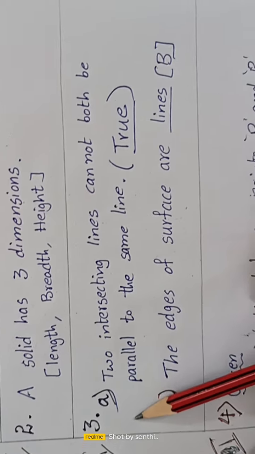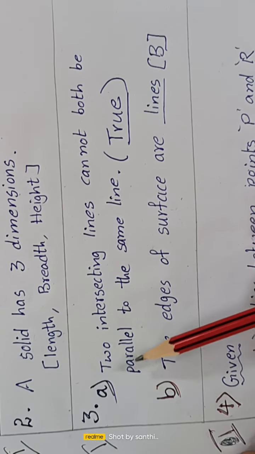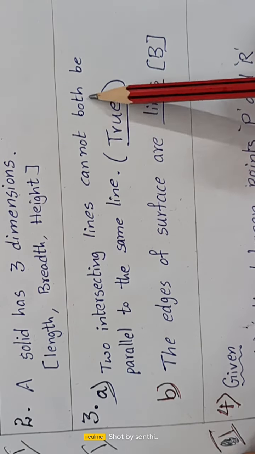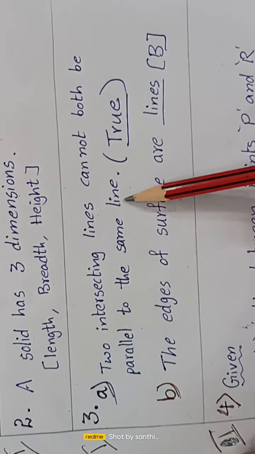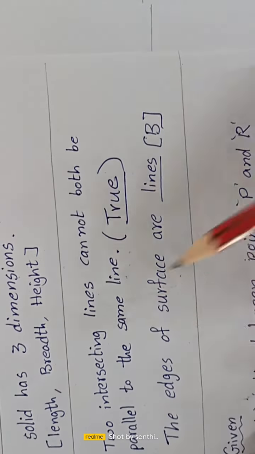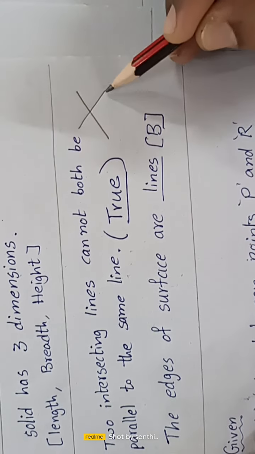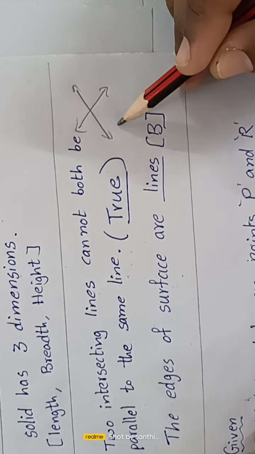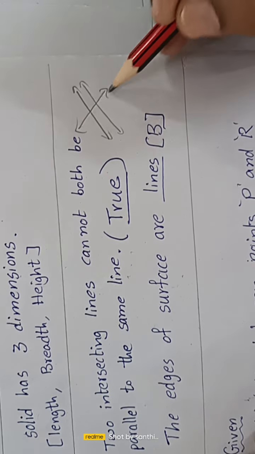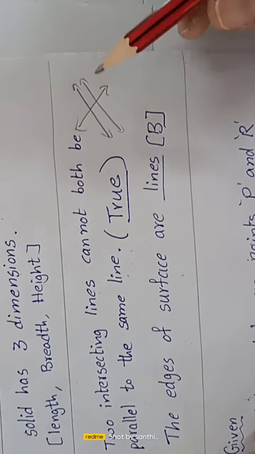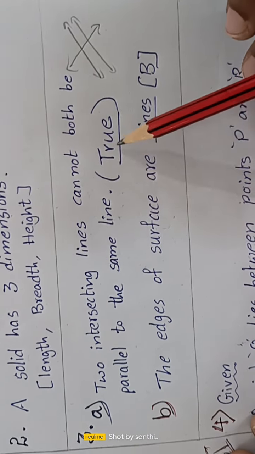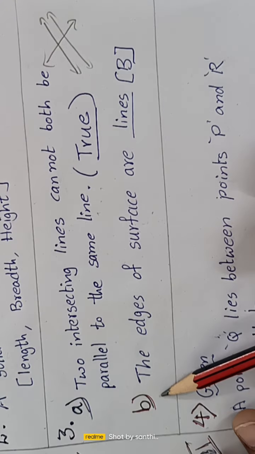Then third question, they have given 2 questions. In that A, they have given the statement, two intersecting lines cannot both be parallel to the same line. True or false, they asked. It is true, because if you draw 2 intersecting lines, then if you take another line which will be parallel to one line, it cannot be parallel to the other line automatically. That means cannot both be parallel to the same line is the correct statement. True.